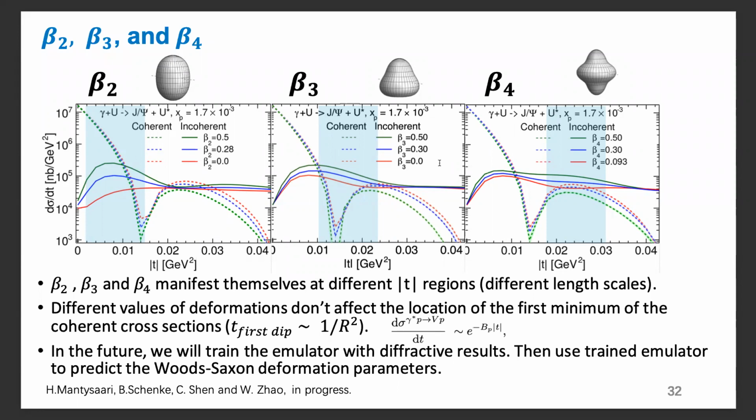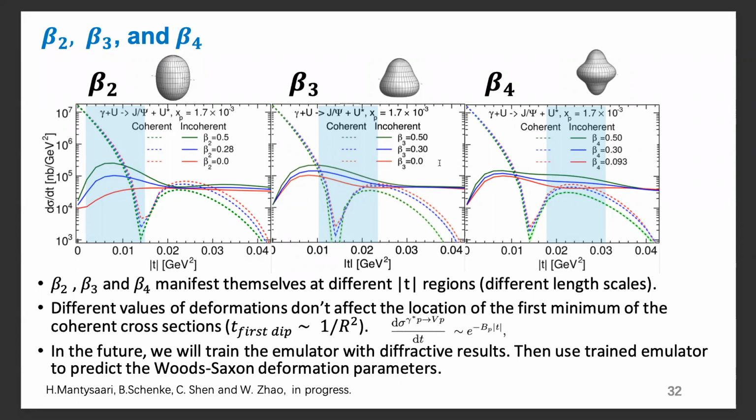And if you look at the coherent cross sections for the different deformations, you see that the location of the first dip for the different deformation parameters is the same. In other words, different values of deformations do not affect the location of the first minimum of the coherent cross sections. And let me remind you that the location of the first minimum is inversely proportional to the size of the nucleus. So in other words, different deformations will not affect the overall size, the overall radius of the nucleus.